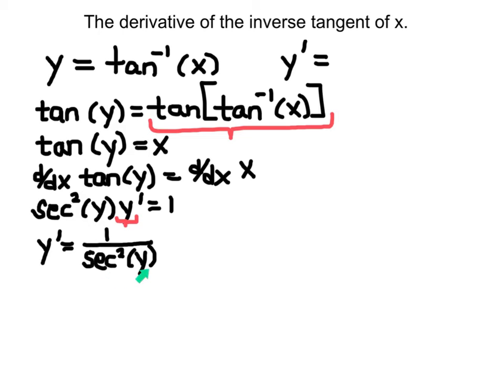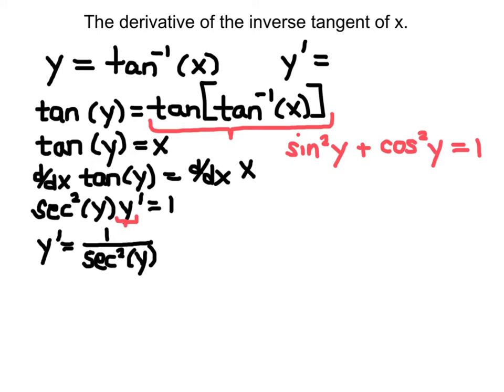And we don't know what the secant of y is in terms of x right now, but we know what the tangent of y is in terms of x. So we're going to go back to our trigonometric identity: the sine squared of y plus the cosine squared y is equal to 1. This is one. Everybody remembers this one.